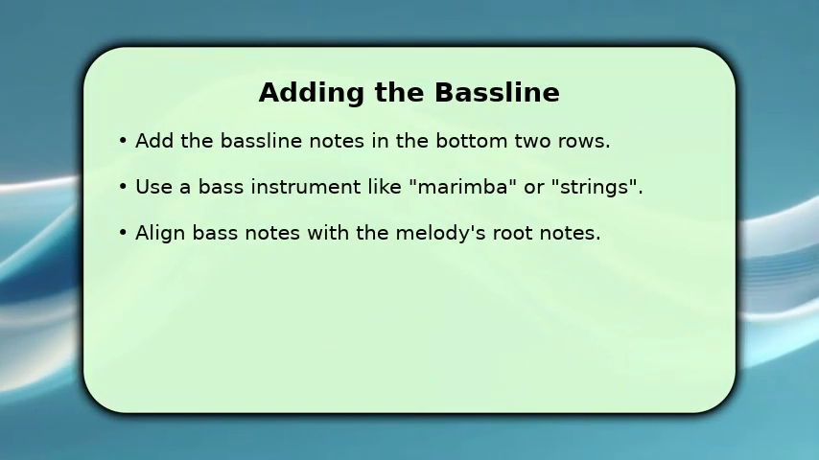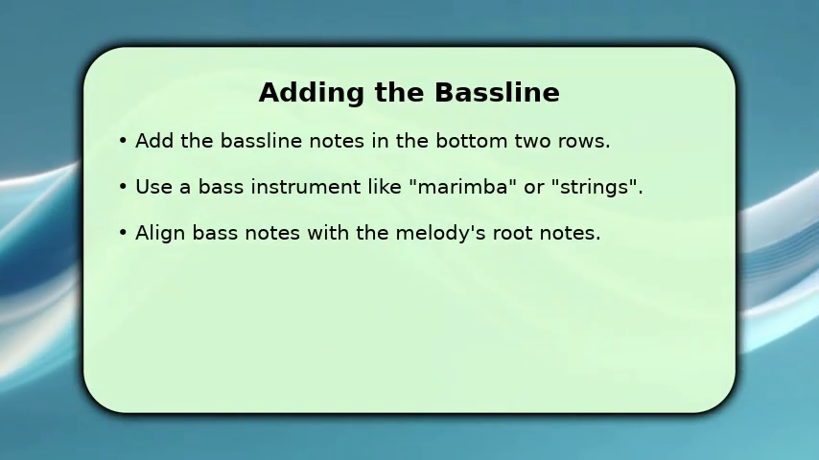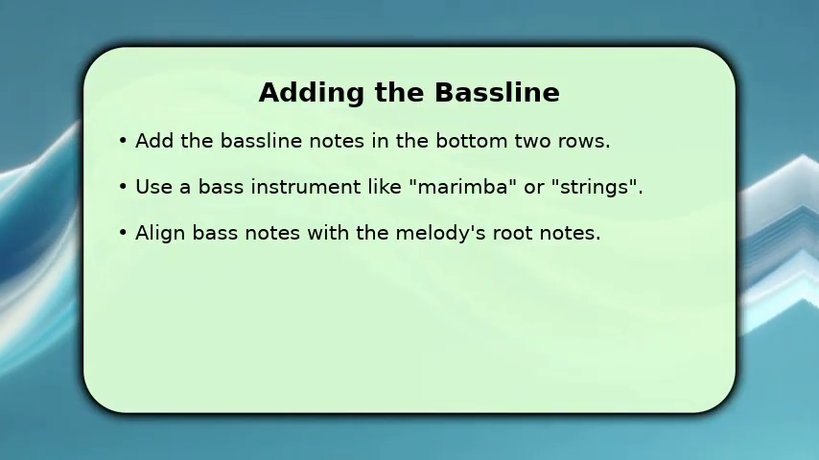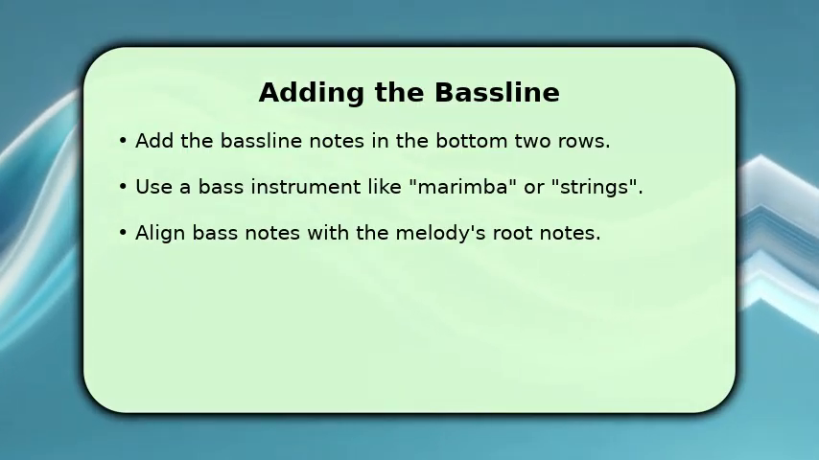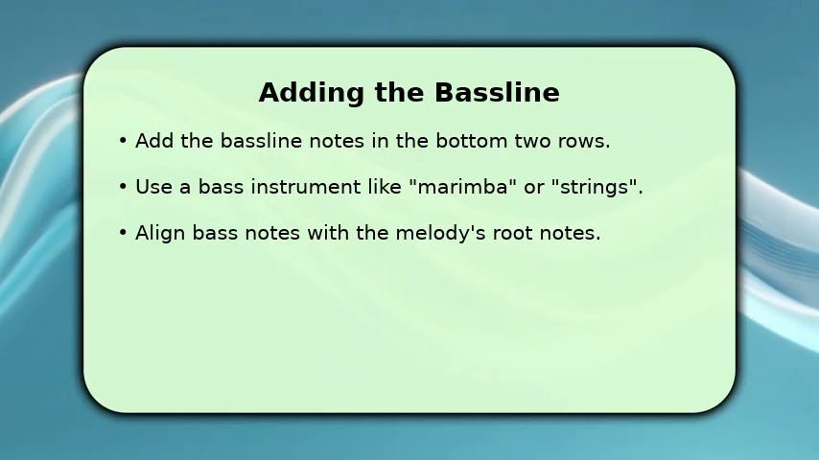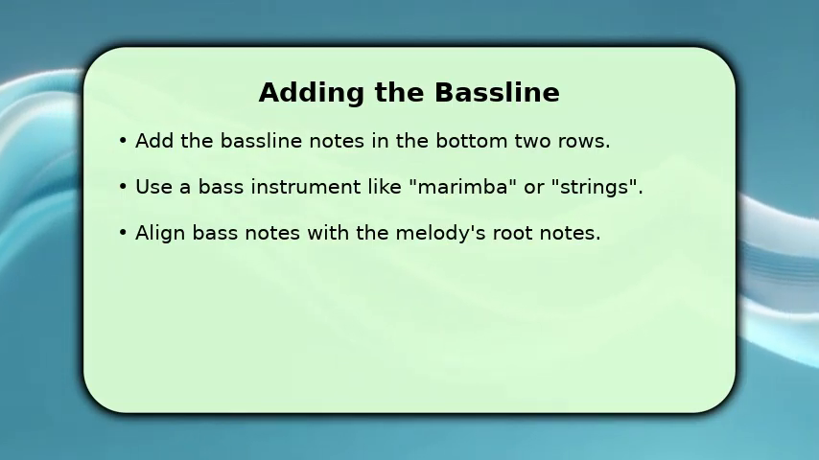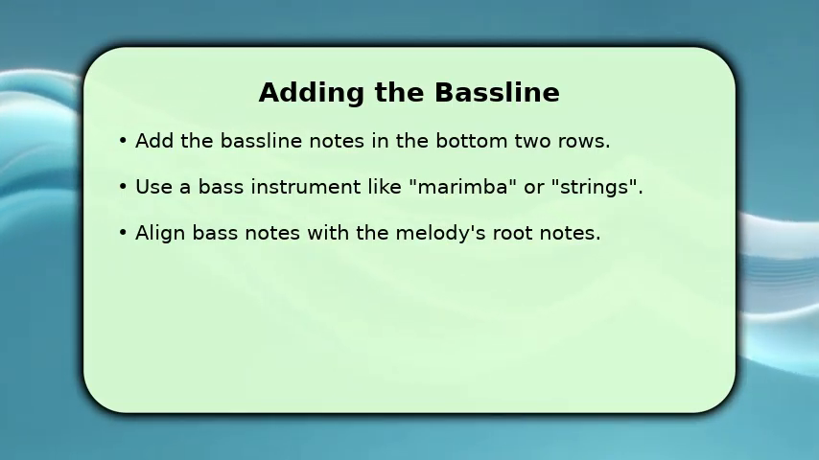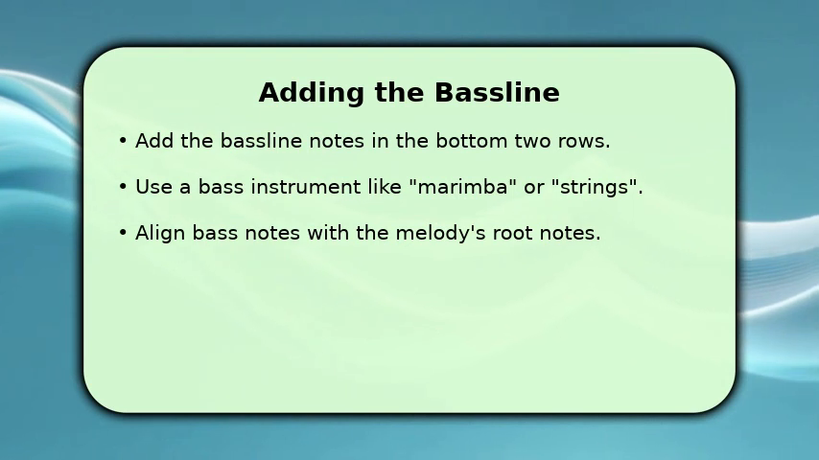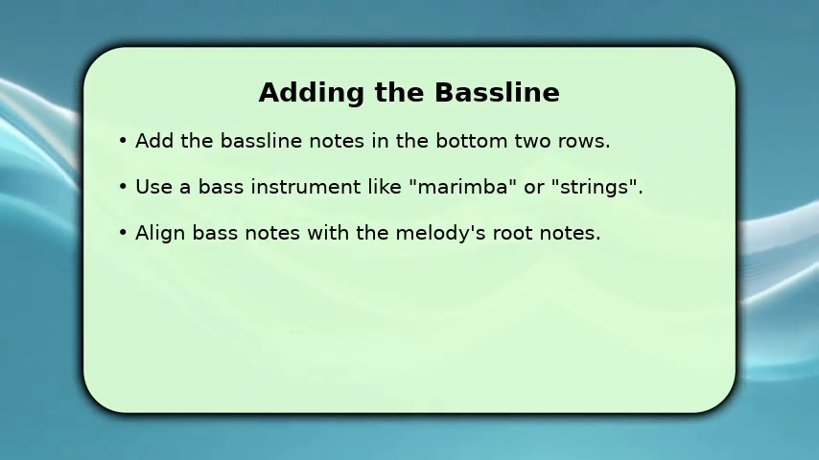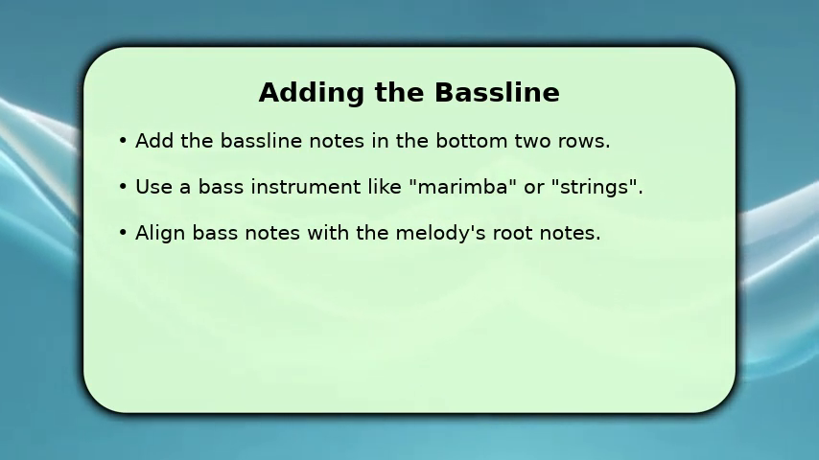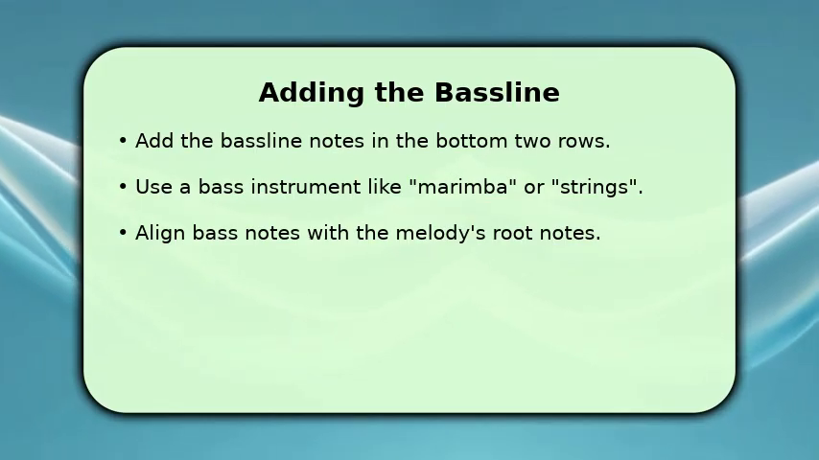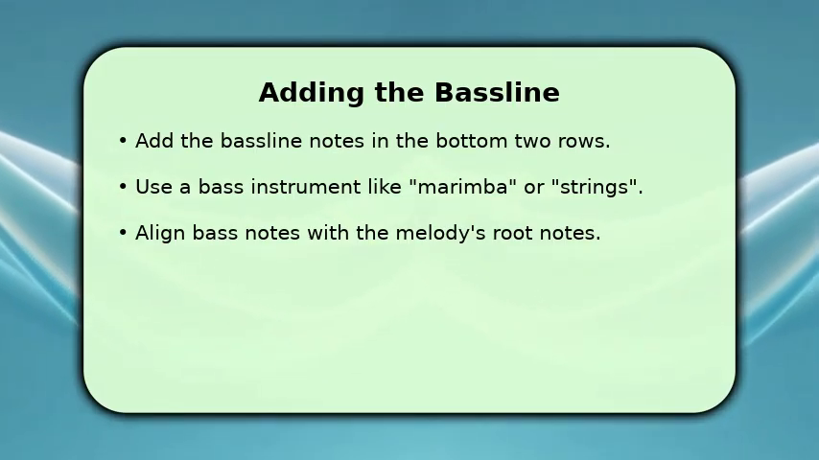Next, we'll add the crucial bass line to give the song its depth. Use the bottom 2 rows of the grid for these lower notes. Select a bass instrument, such as marimba or strings, to complement the melody. Align the bass notes with the root notes of your melody, typically on the first beat of each measure. This provides a solid rhythmic and harmonic foundation for the entire track.